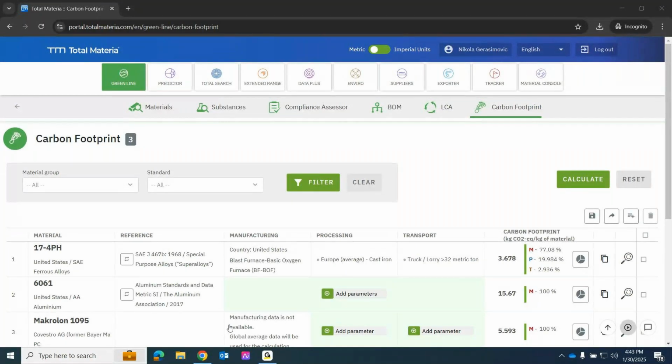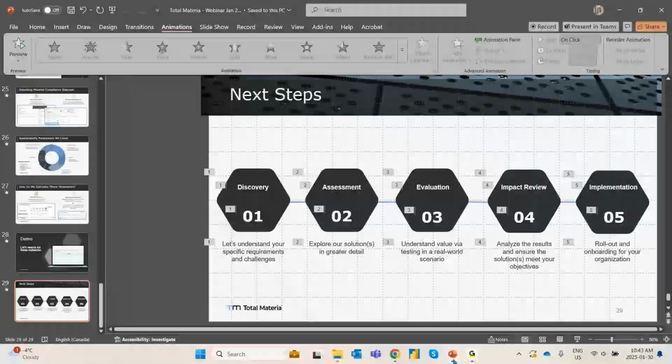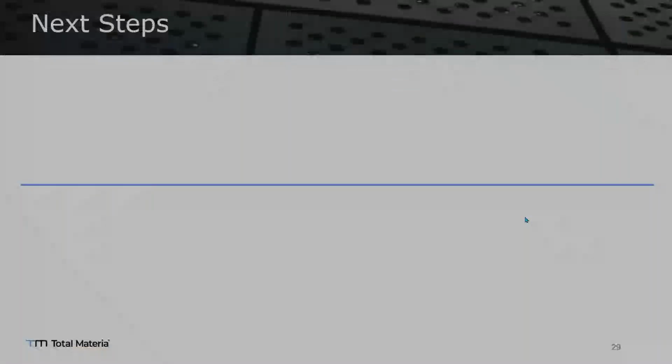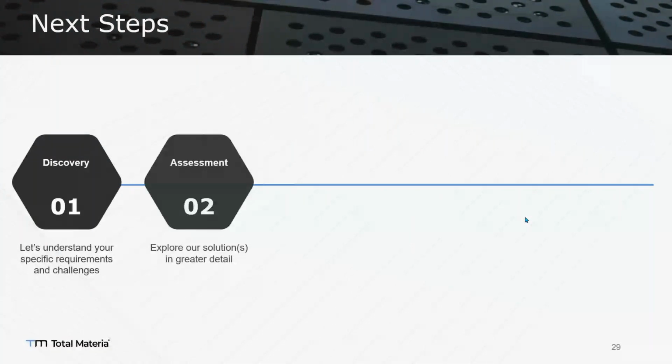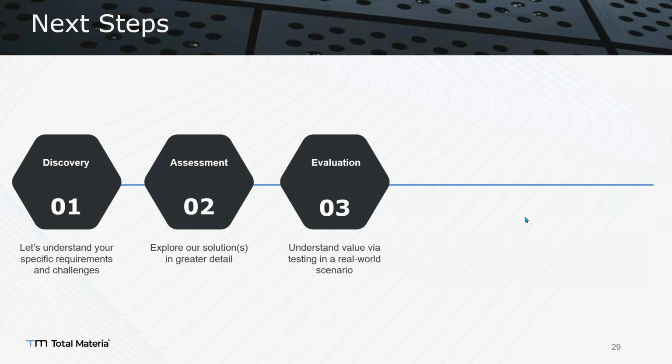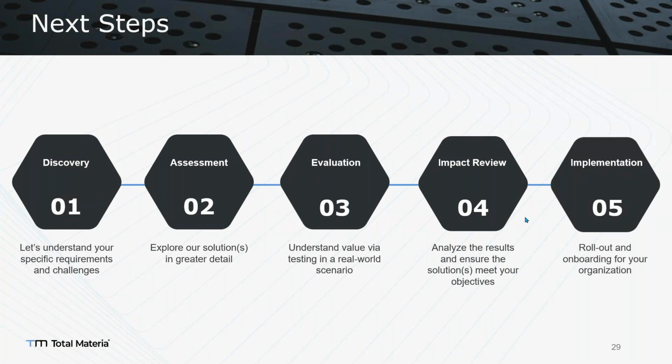And I'm going to share my screen to just explain what we usually do with the next step. So firstly, understanding your specific requirements and challenges is the great first step. Exploring our solutions in a bit more detail, evaluating our products so then you could test with a real world scenario, analyzing your results and ensuring that the solution did meet your objectives, and finally rolling out and onboarding the tools within your organization.